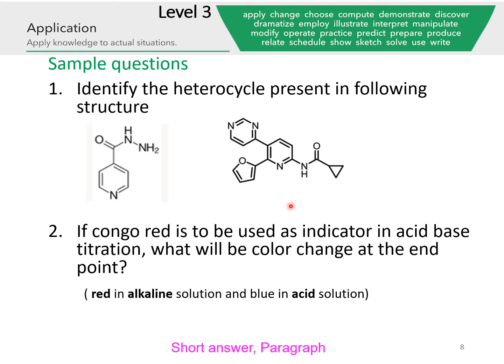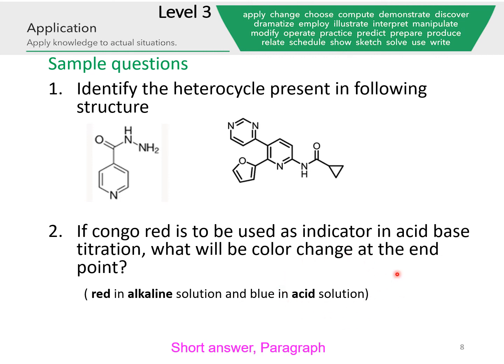And the same question, like we know Congo red, it is used as an indicator. Now we are asking them to apply it in a practical situation. If you ask them, if we use Congo red in the acid-base titration, what color change will be there at the end point? So if Congo red is red in the alkaline and blue in the acidic solution, students should be able to apply it.